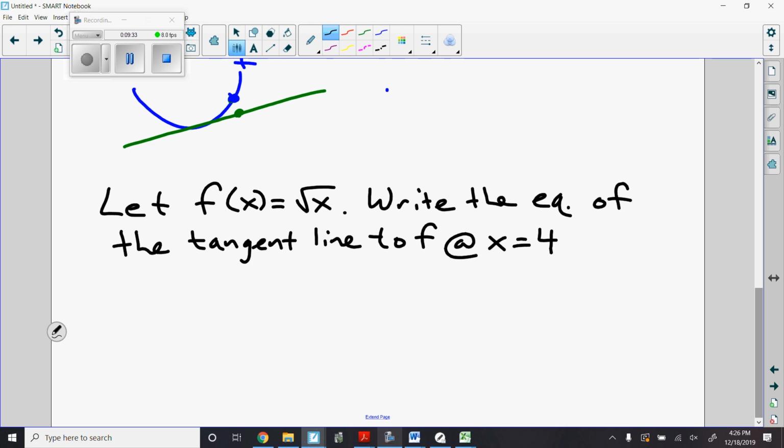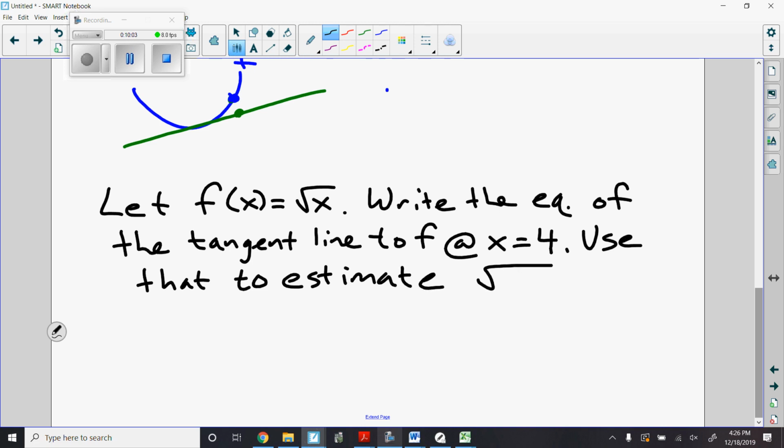Okay, so this time we're actually going to know what f of x is. We're going to let f of x equal the square root of x. So the first thing I want you to do is write an equation of the tangent line to f at x equals 4. I want to use that to estimate the square root of 3.9.